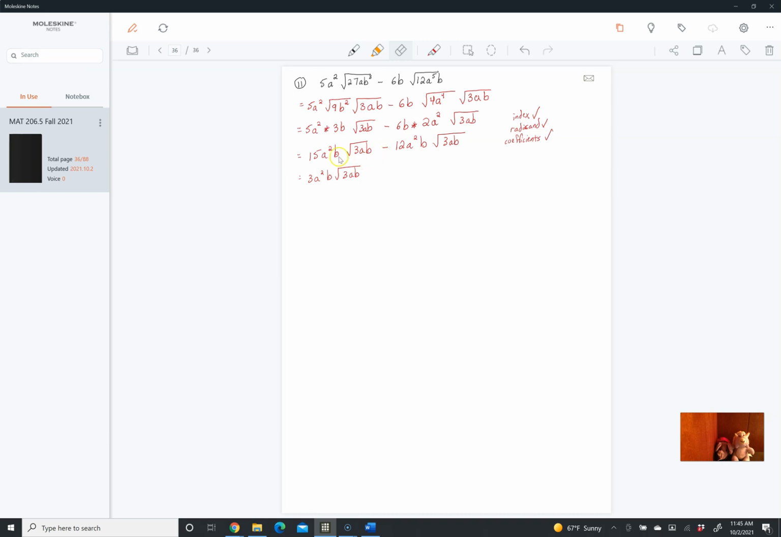Now, if at this step, any of these had been different, if the radicands had been different, we would stop. We can't do anything. If the coefficients had not been like terms, we would stop. We can't do anything. This is it. We would stop at this step. And if the indexes are different, we wouldn't even go past this first step. Okay. 2 more.